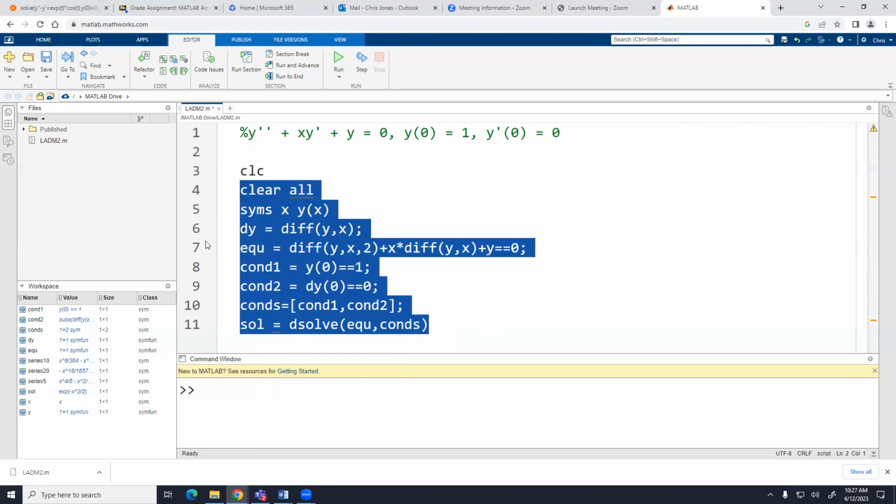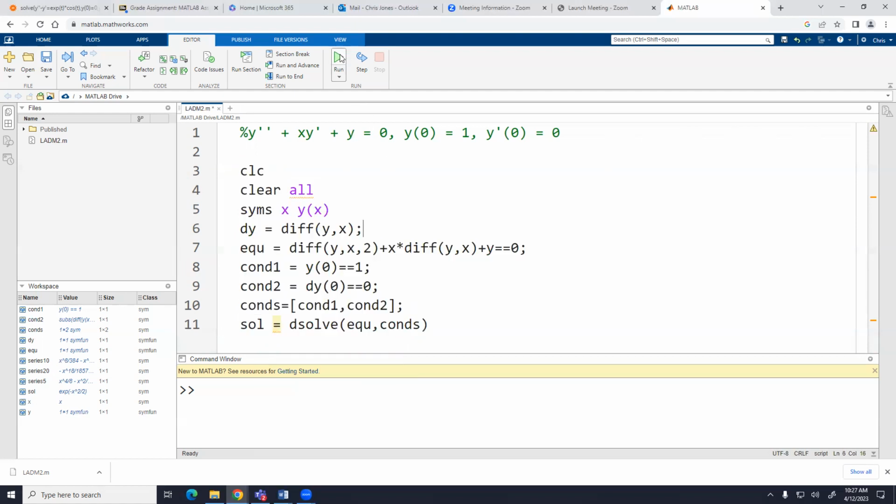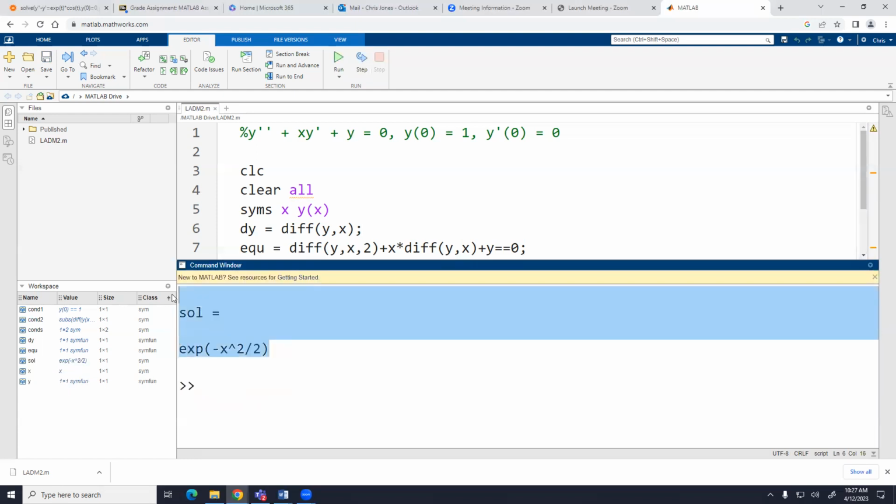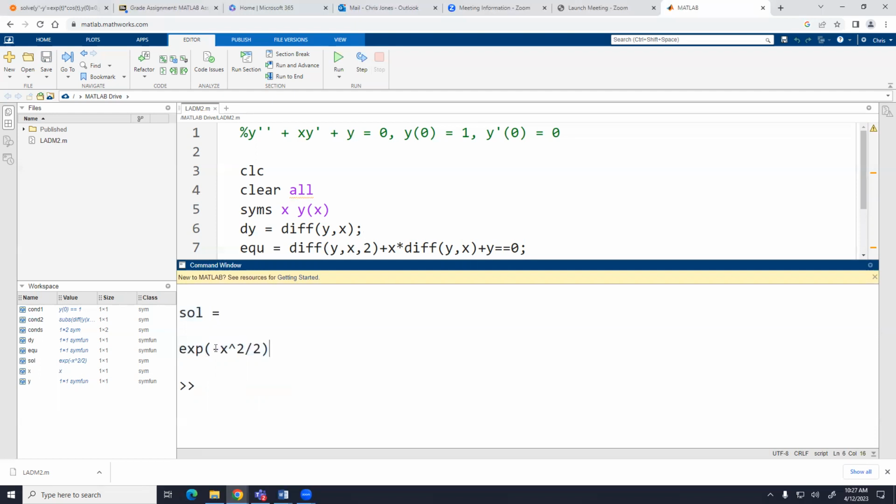This should be at least somewhat familiar to you guys because we did this on the first MATLAB assignment. If you don't remember it, that's fine. I'm not expecting folks to memorize it. We get a really nice clean solution out of this, right, guys? MATLAB tells me it's e to the minus x squared over 2. So pretty easy solution.